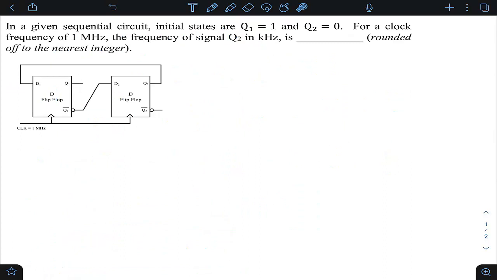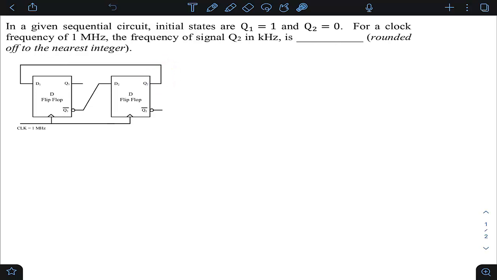This question was asked in GATE 2023 of Electronics. This is from digital subjects and from the sequential circuit topic. The question is: in a given sequential circuit, the initial states are Q1 is 1 and Q2 is 0. For a clock frequency of 1 megahertz, the frequency of signal Q2 in kilohertz is. So we are supposed to find the frequency of this signal Q2.